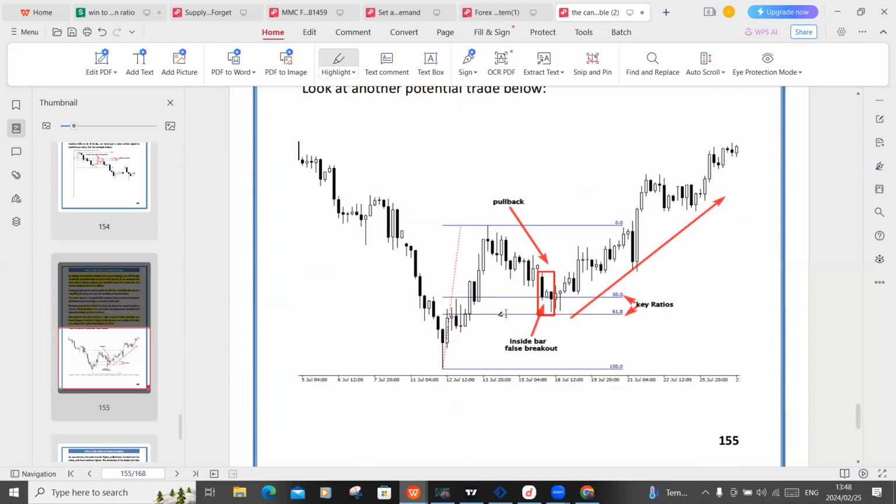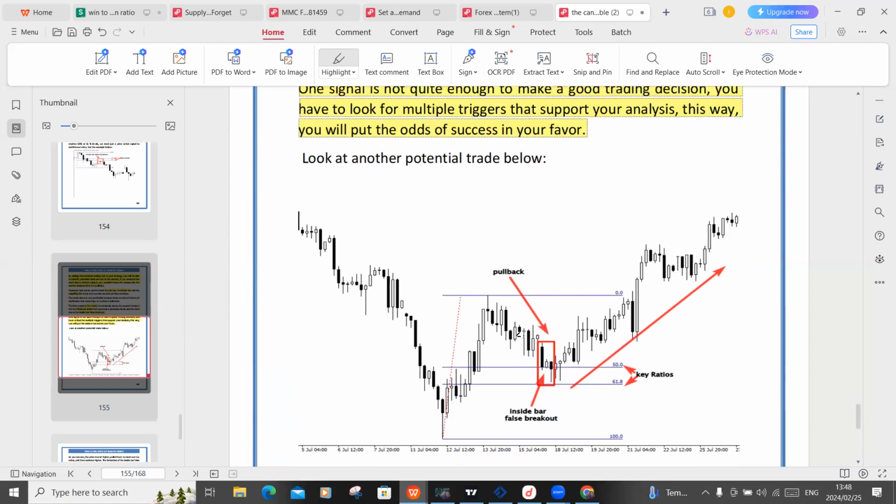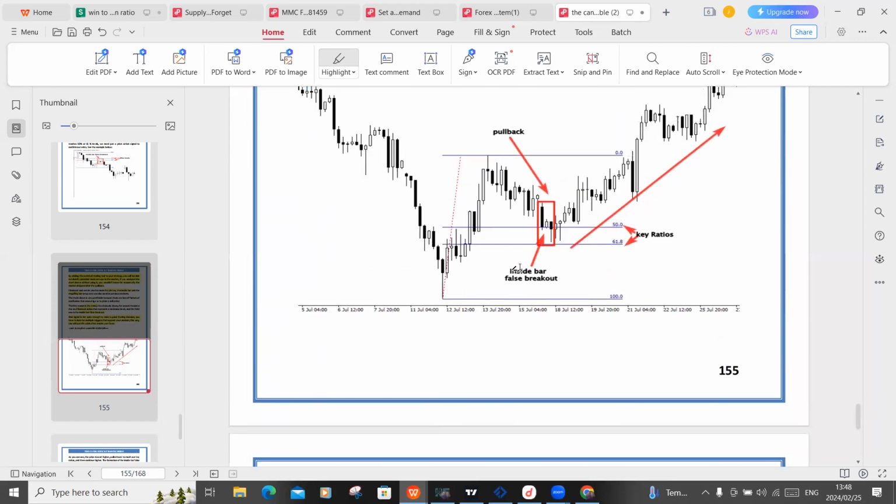Look at another potential trade below. Okay, so what do we have here? Price was coming down, price was coming down. I'm trying to wonder what made them feel that this is actually an uptrend, because looking at it for now, I do not have any break of structure. But anyways, let's see how the author explained this one.